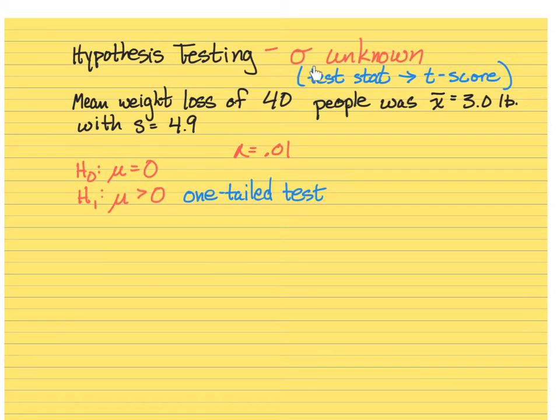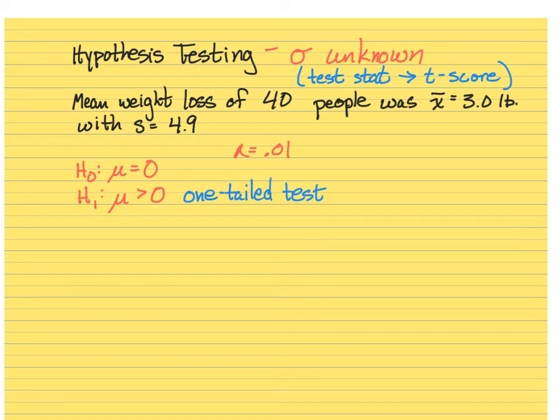Now notice, we don't know sigma. Sigma is unknown. We don't have some little magical standard deviation fairy telling us that sigma equals something. All we have is data from our sample. And that's why we're using this particular approach where we'll use the t-score.